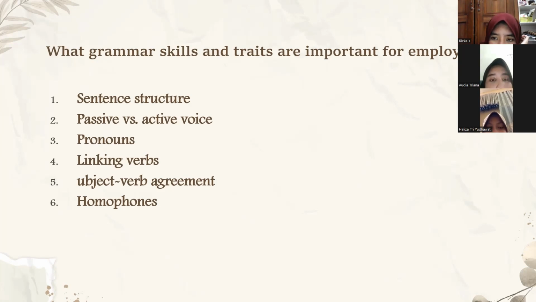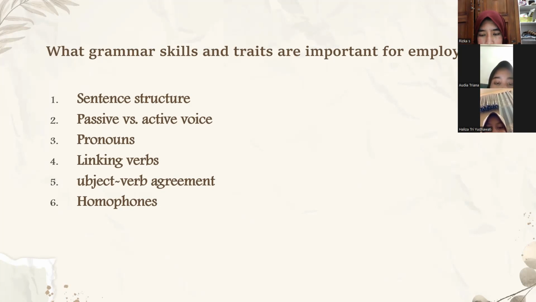When using the active voice, the subject of the sentence performs an action. In comparison, when using the passive voice, the subject receives the action. And number three is pronouns. Pronouns are words that can replace proper nouns, for example, I, you, they, we, etc. And number four is linking verbs. Verbs usually describe an action in a sentence. Linking verbs, however, describe the state of the subject, like be, seems, and looks.